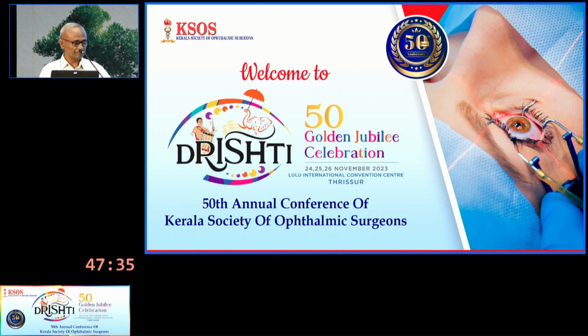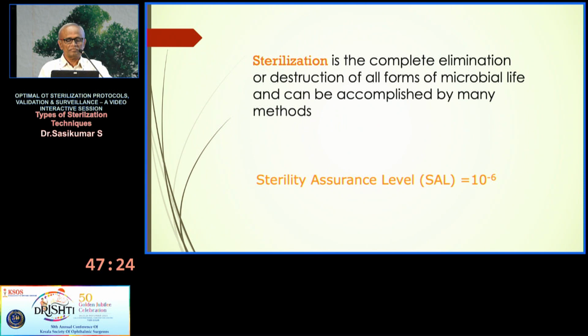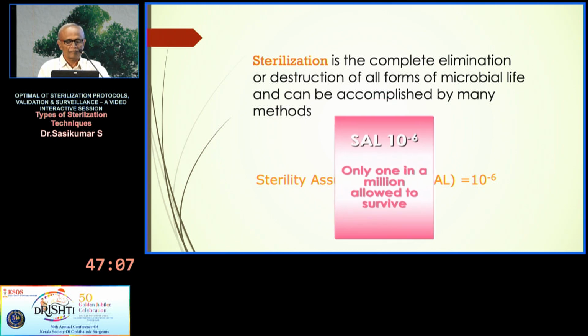Good afternoon everybody. I will be dealing with the types of sterilization techniques that are available. Sterilization is the complete elimination or destruction of all forms of microbial life and can be accomplished by many methods. It is measured by the sterility assurance level, which is 10⁻⁶, that is, 1 in 1 million spores can survive after the sterilization process.